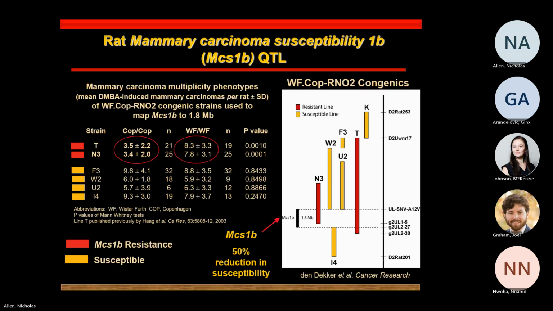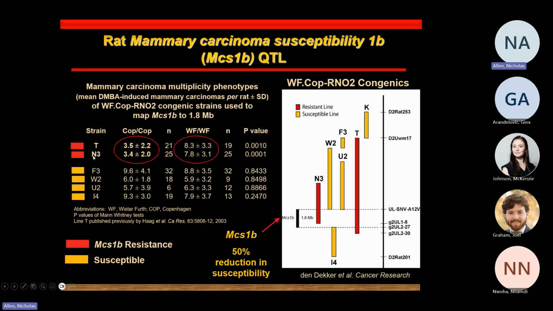Okay. So now, I told you we have to do this over different strains. So what you're looking at here are congenics, and they have different segments from that resistant strain introgressed into the susceptible genome. So different segments. And here are some examples of the markers that we can use to tell where we are in the rat genome. And now you're looking at the mammary cancer susceptibility phenotypes over here.